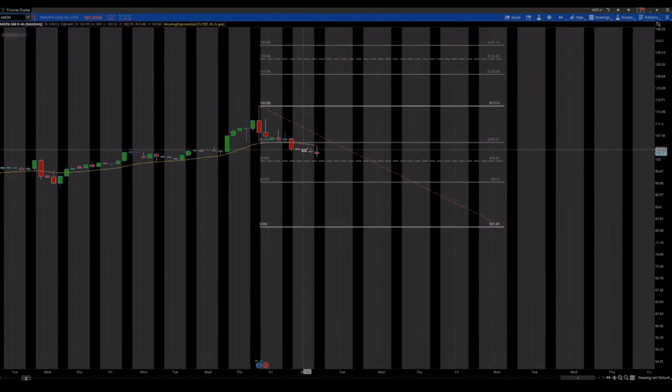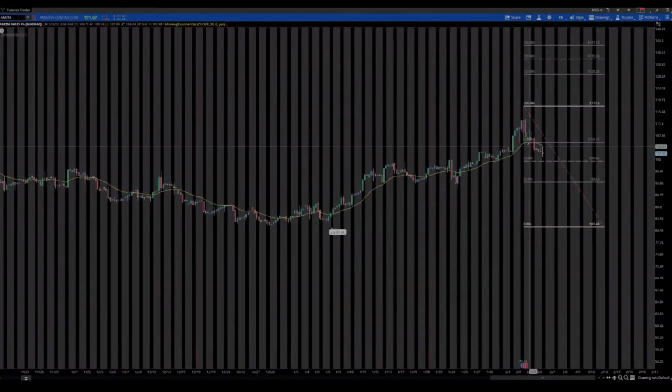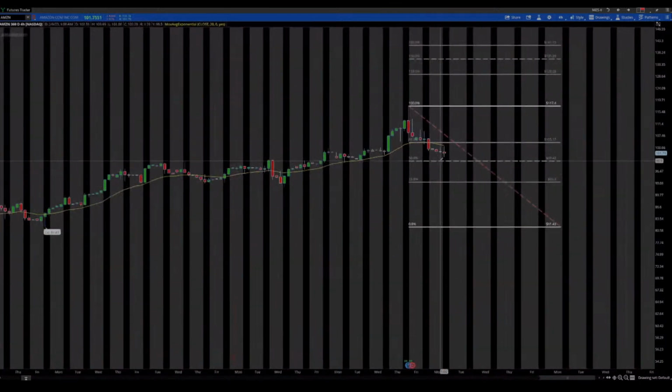So we've kind of stair-stepped down to this point, and if I scrunch this up, I've got 3 touches. 1, 2, 3. 3 touches. So we're expecting something to happen here. 3 touches of a channel, channels eventually turn into trading ranges, so we could sit here and range.